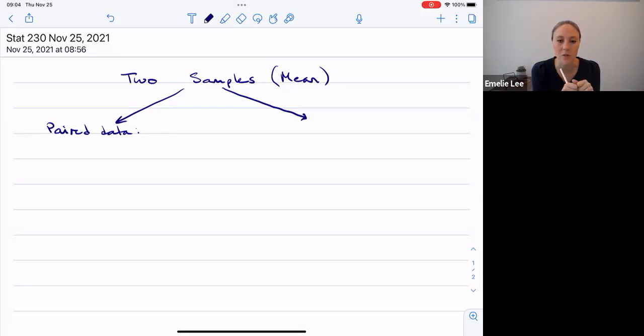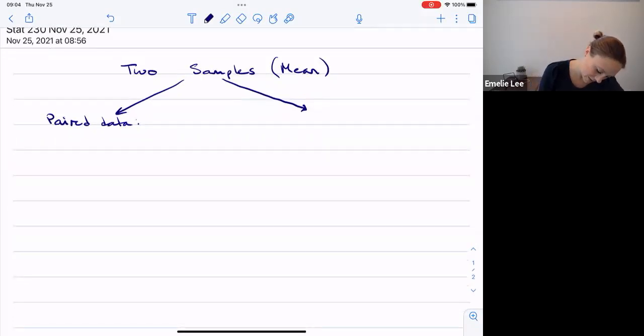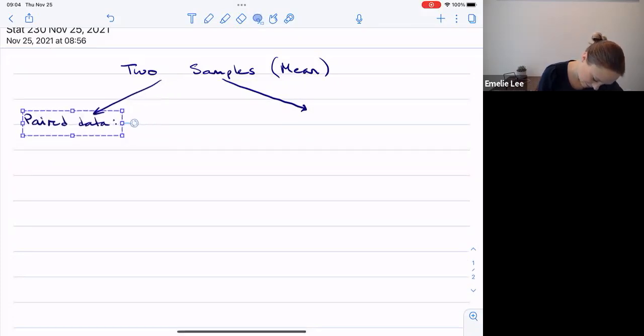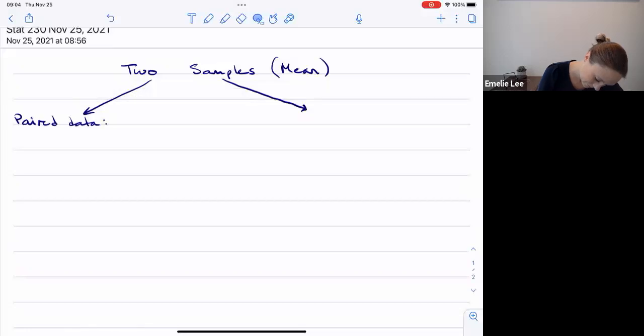Sometimes we stretch this paired data to be a little bit more than just the one subject. I'll show you in a bit, but paired data is when we made two observations on one subject.